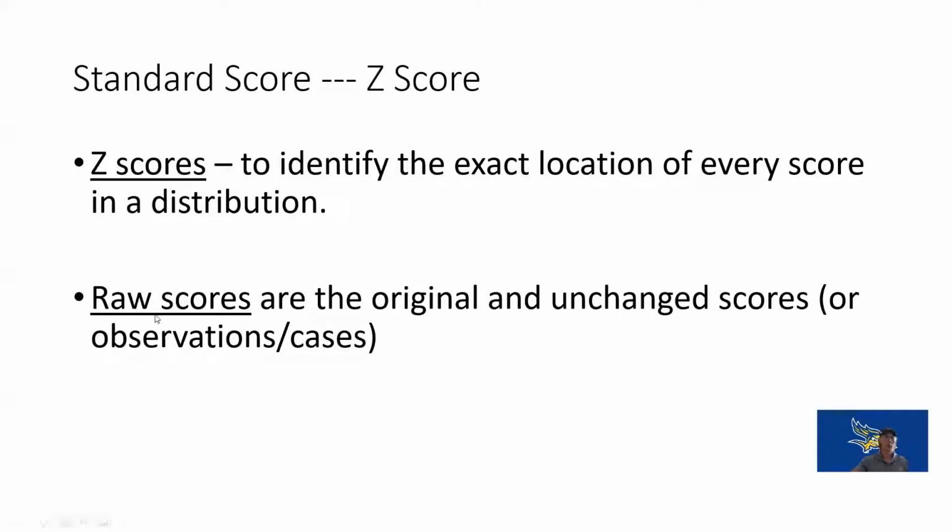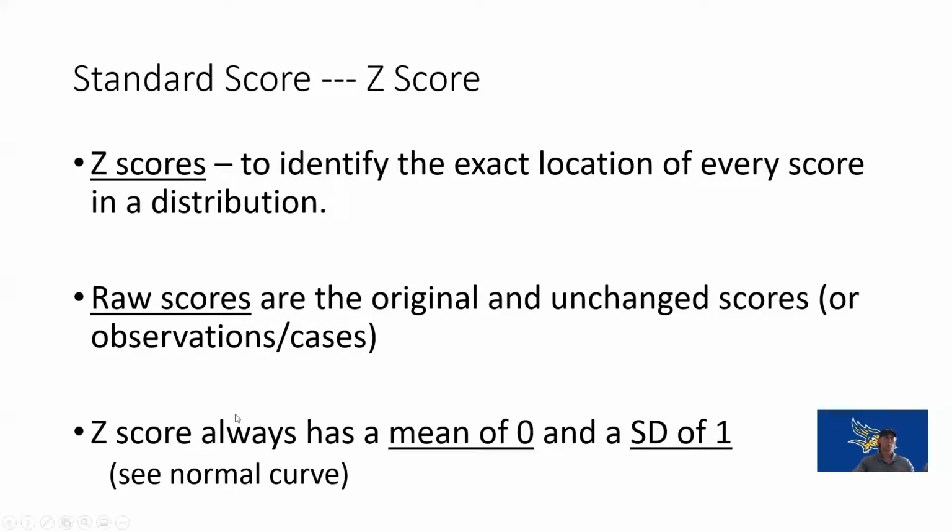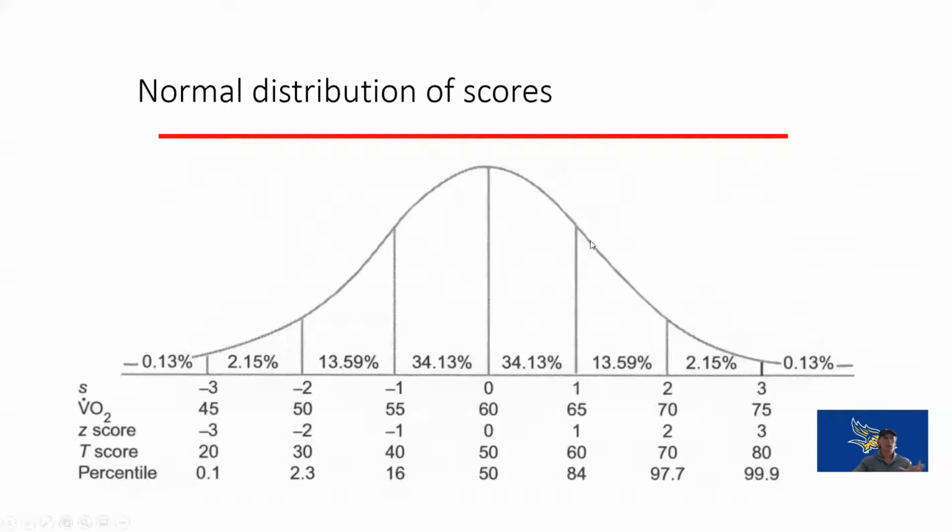The raw score is the individual score that was actually measured, or the observed case. So we convert our raw scores into Z-scores for that group that we assess. So a Z-score always has a mean of 0, and standard deviations are in terms of 1. Okay, so if this doesn't make sense, we'll see it in another view right here.